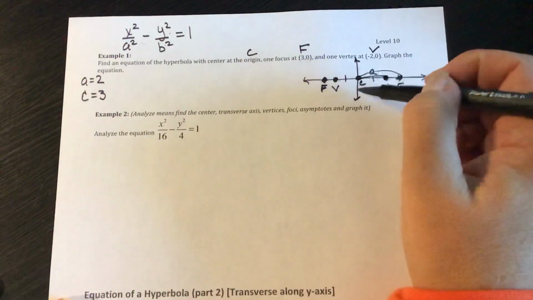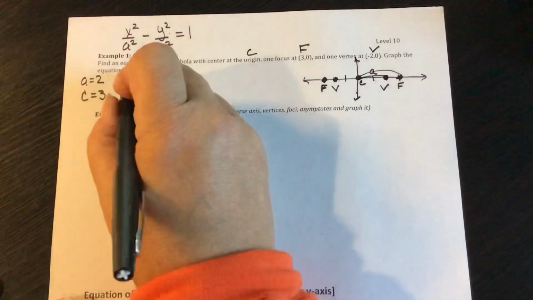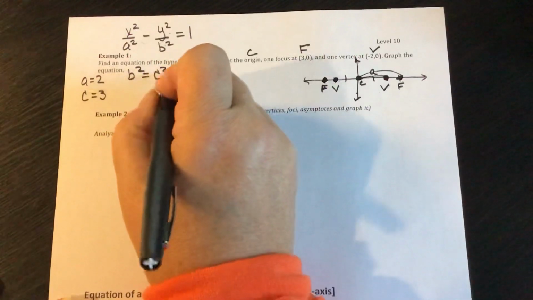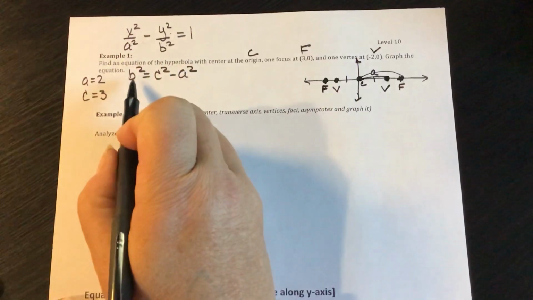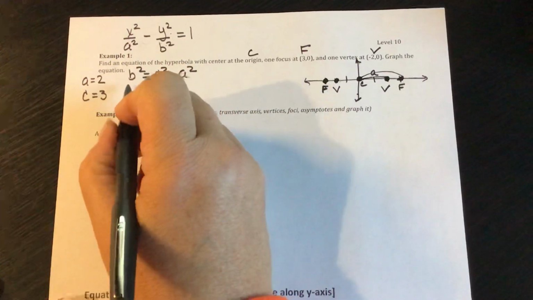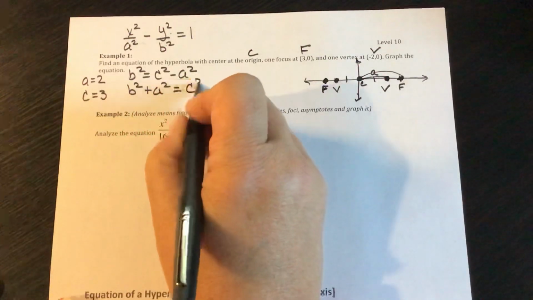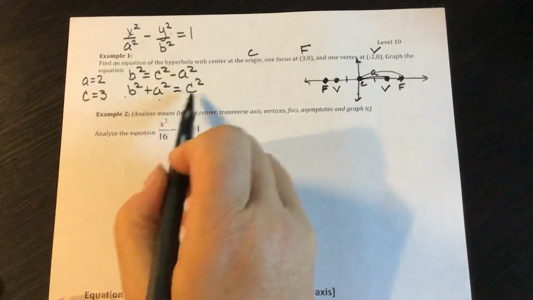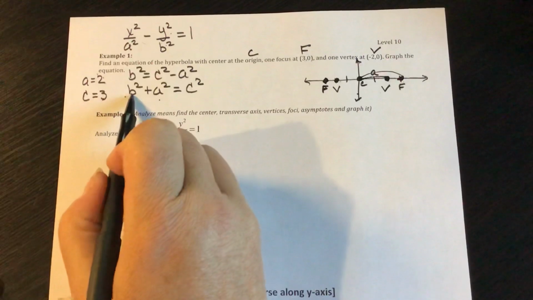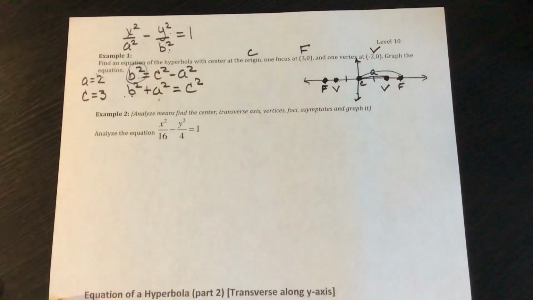To find my guiding vertex values, I'm going to use the equation b squared equals c squared minus a squared. Or if I solve this equation, I'm going to have c squared equals a squared plus b squared. So if I plug these values in, I should be able to find out what our b squared value is. That's going to help me in the equation.